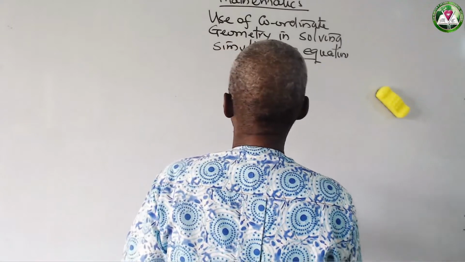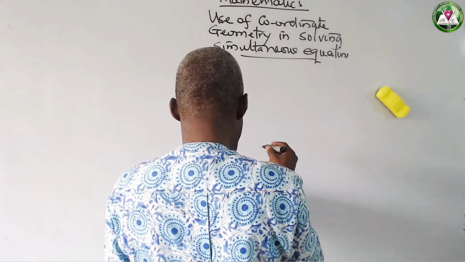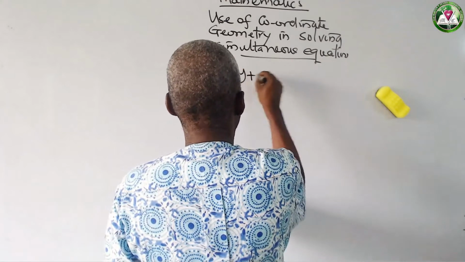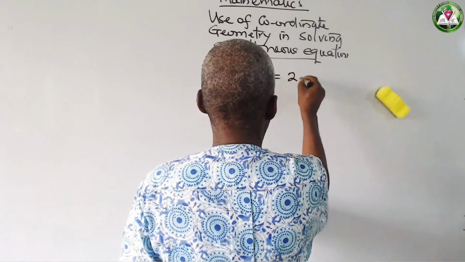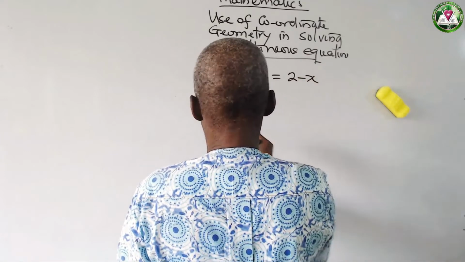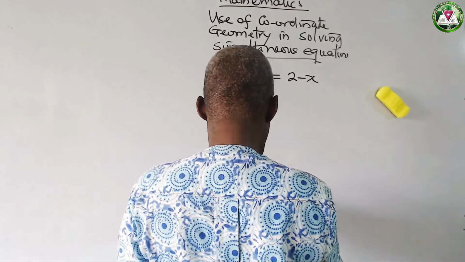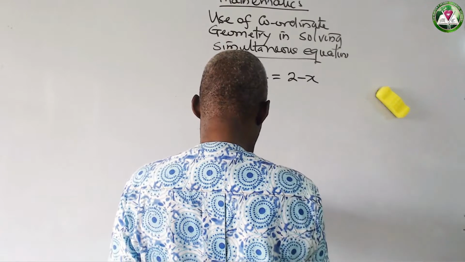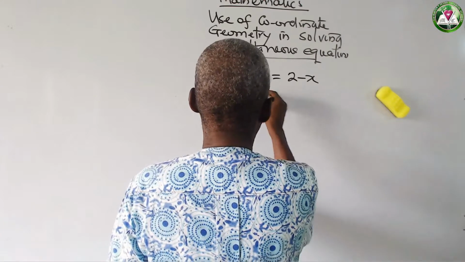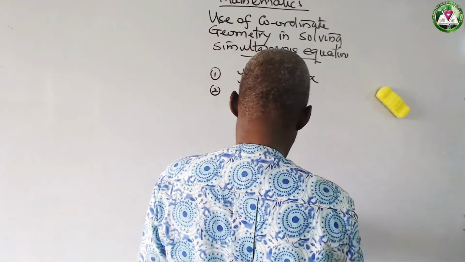We have example 1, y plus 4 is equal to 2 minus x. Example 2 is y minus 2x is equal to 4.